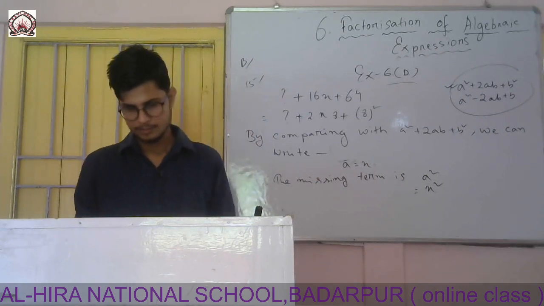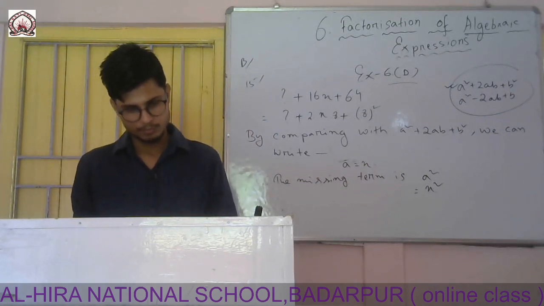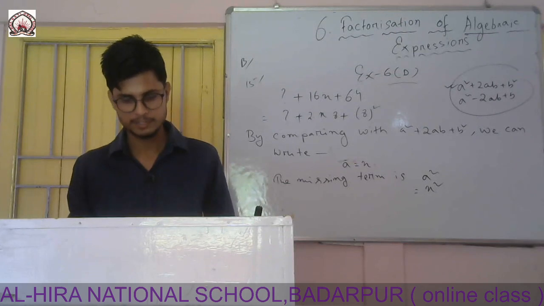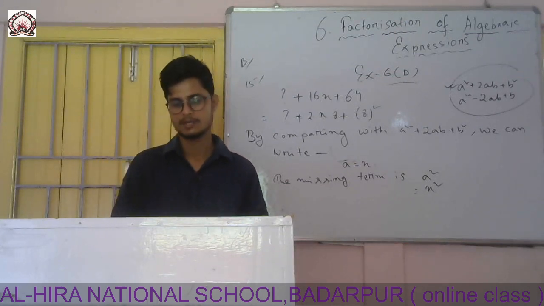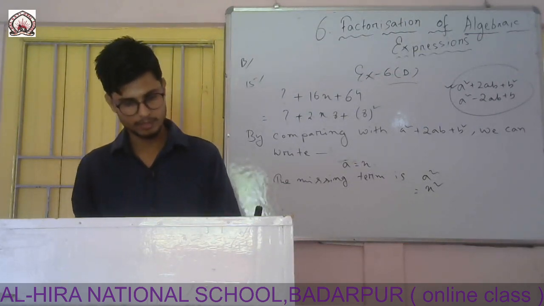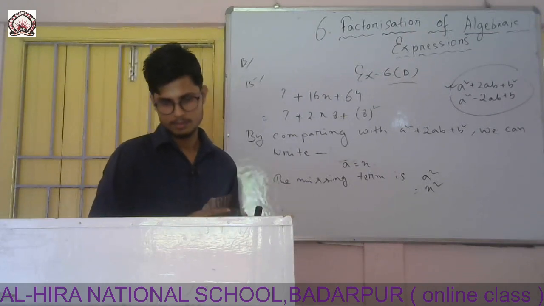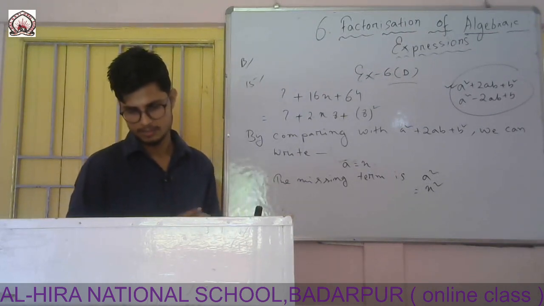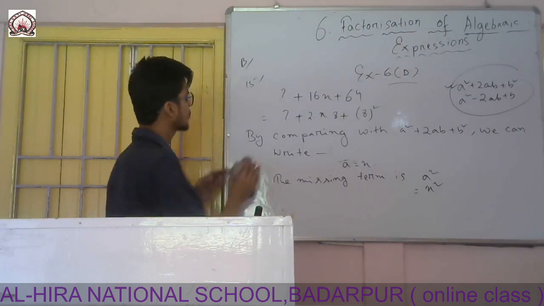Okay, so now let's move to question number C. Factorize the following trinomials. So simply you have to factorize these terms. You can do 18 and 19. Okay, let me do question number 21.